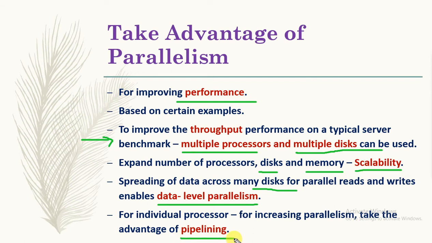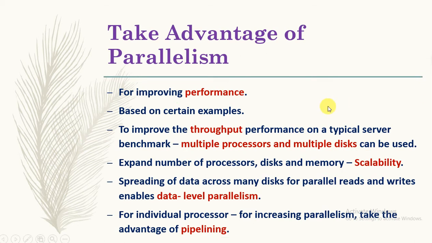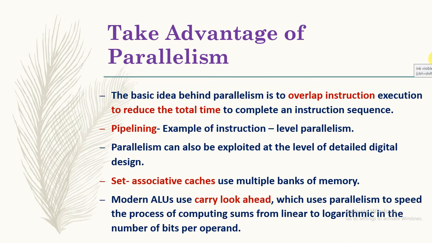Then for an individual processor, for increasing parallelism, we use a concept called pipelining, where we use the same processor, but for one particular operation we divide the task into separate stages, and each stage can be executed in parallel using the mechanism called pipelining. The basic idea behind parallelism is to overlap instruction execution to reduce the total time to complete an instruction sequence. That is the idea behind parallelism, and especially behind pipelining.